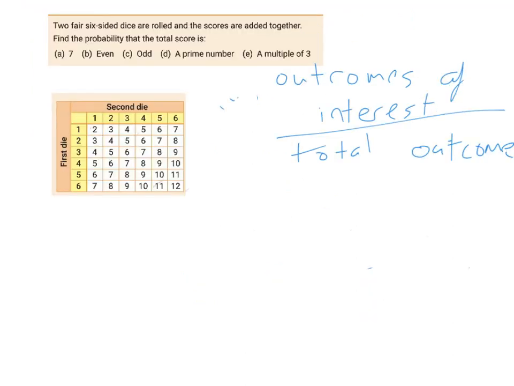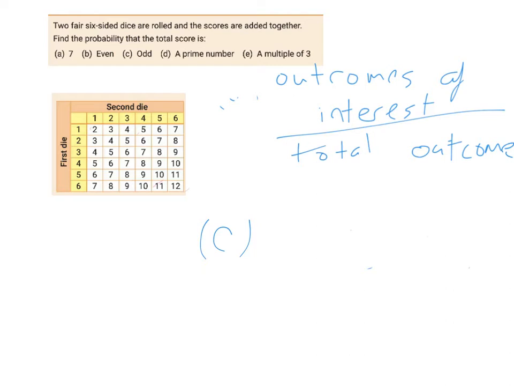So we'll look at part D now. Part D, again, as before, it's going to be the outcomes of interest divided by the total outcomes. So they're looking for the probability that it's going to be a prime number. So again, we go back to our two-way table. We're just going to circle everything that is a prime number, or you can count them up separately if you want, but it might just be easier to circle them.